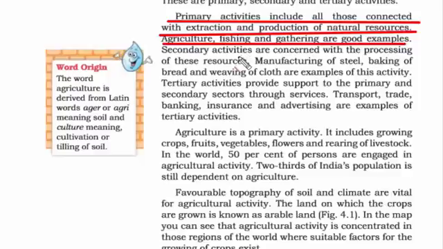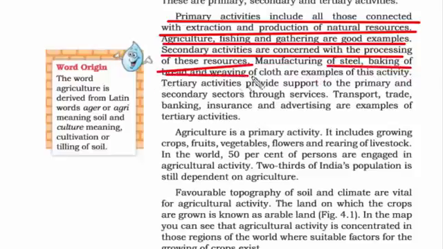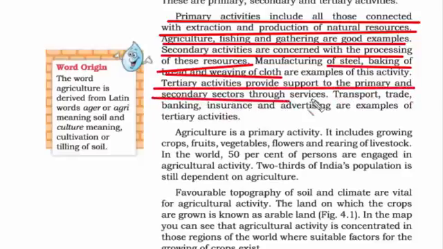Now whatever we get from nature cannot be consumed directly. It needs to be processed and refined. So the secondary activity refers to the processing of those primary resources. Some examples of secondary activity are manufacturing of steel, baking of bread, weaving of cloth. And the tertiary activity refers to the support to the primary and secondary sector through services. So most of the jobs that we do, be it in the government sector or in the private sector or working in an MNC or in some kind of office, these are all support services. So that's why it is called tertiary activity, the third kind of activity. Some good examples are transport, trade, banking, insurance, advertising, etc.